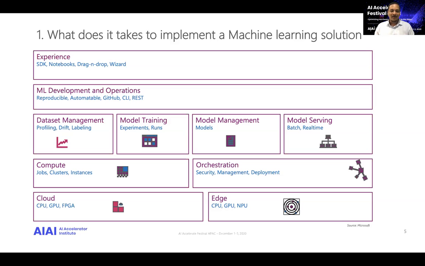Correct? So compute is also one of the nuances associated with the machine learning model. And then orchestration. You need to manage the security, and you need to package it and deploy it. You do all the smoke tests and vulnerability tests, and make sure the code is not prone to any cyber attacks. Then you'll be able to package it in an on-premise solution, or in a cloud, right? Or in some cases, an edge computing device.